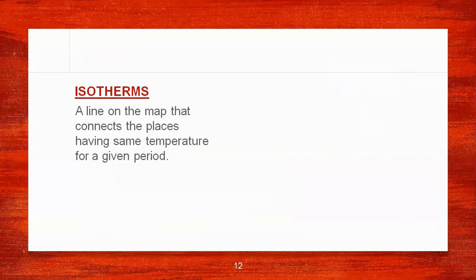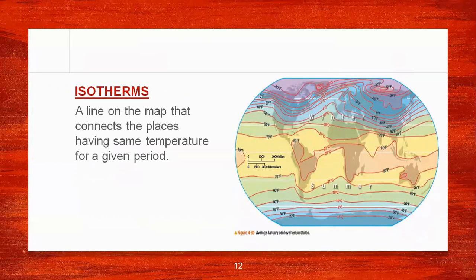Isotherms. Isotherms are lines on a map that connect places having the same temperature for a given period of time. For example, here is the map of the world. As you can see, it's 50 degrees Fahrenheit, 50 degrees Fahrenheit. These lines connect the areas having a temperature of 50 degrees Fahrenheit. Likewise, in the southern hemisphere, the 50 degrees Fahrenheit line is again connecting them. Or for example, 30 degrees Fahrenheit and 30 degrees Fahrenheit, there is a line connecting them. So this line which connects the places having the same temperature is called an isotherm.